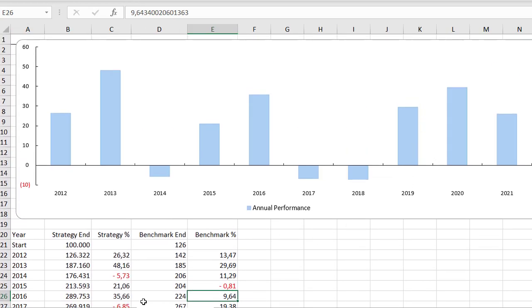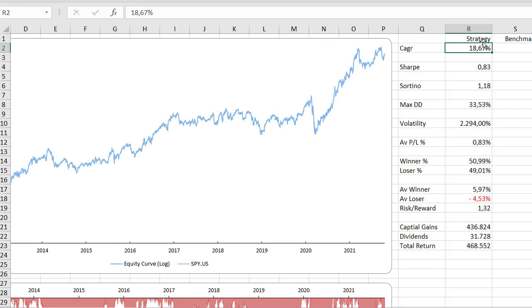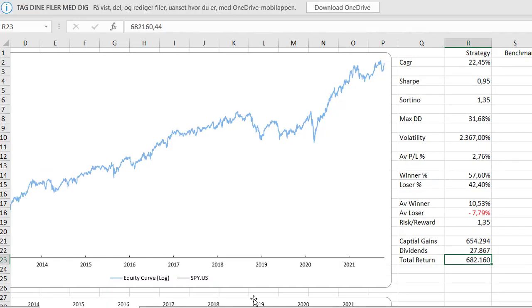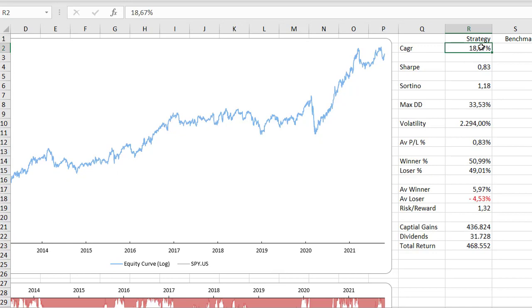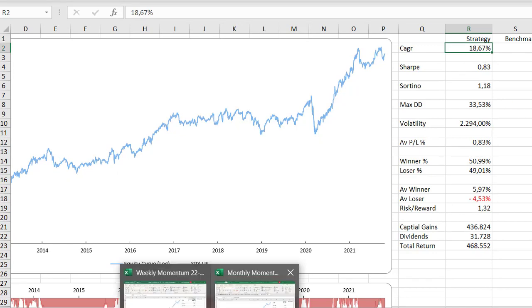But that's just to say that with a weekly strategy, of course, this CAGR will be a bit lower due to the trading cost, but that is just the weekly strategy, and that's actually quote unquote the worst, or at least the least good of them. Because let's have a look at the monthly strategy. Let's just find here. Yes, we can compare 18.67% here.